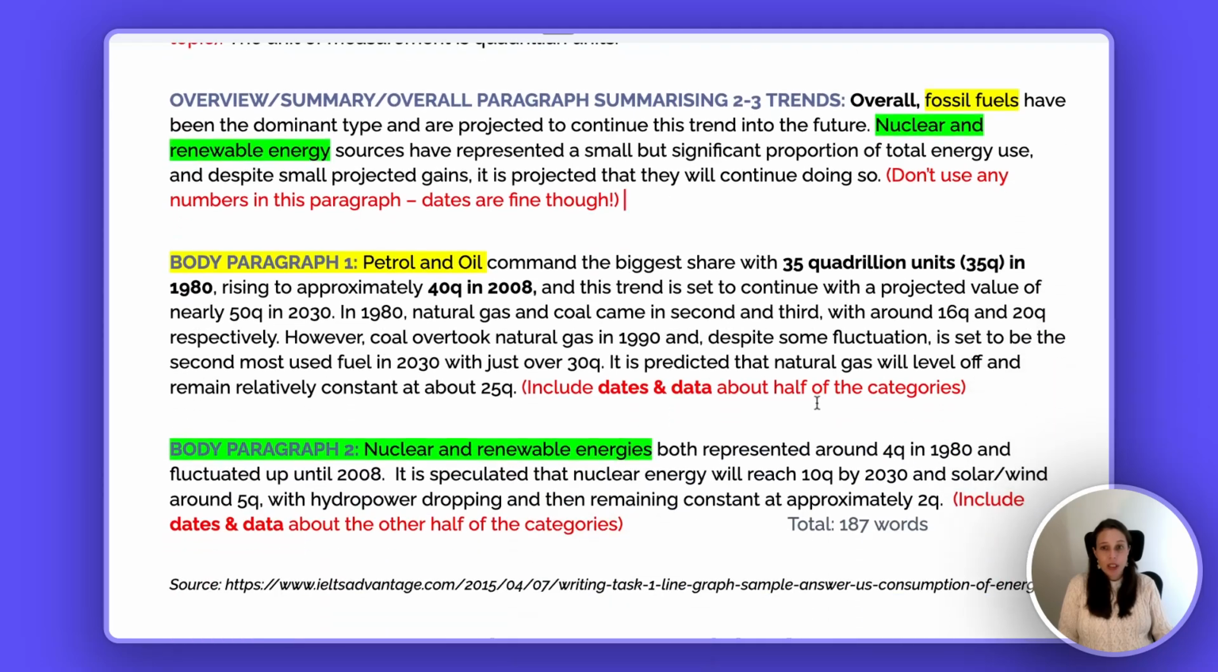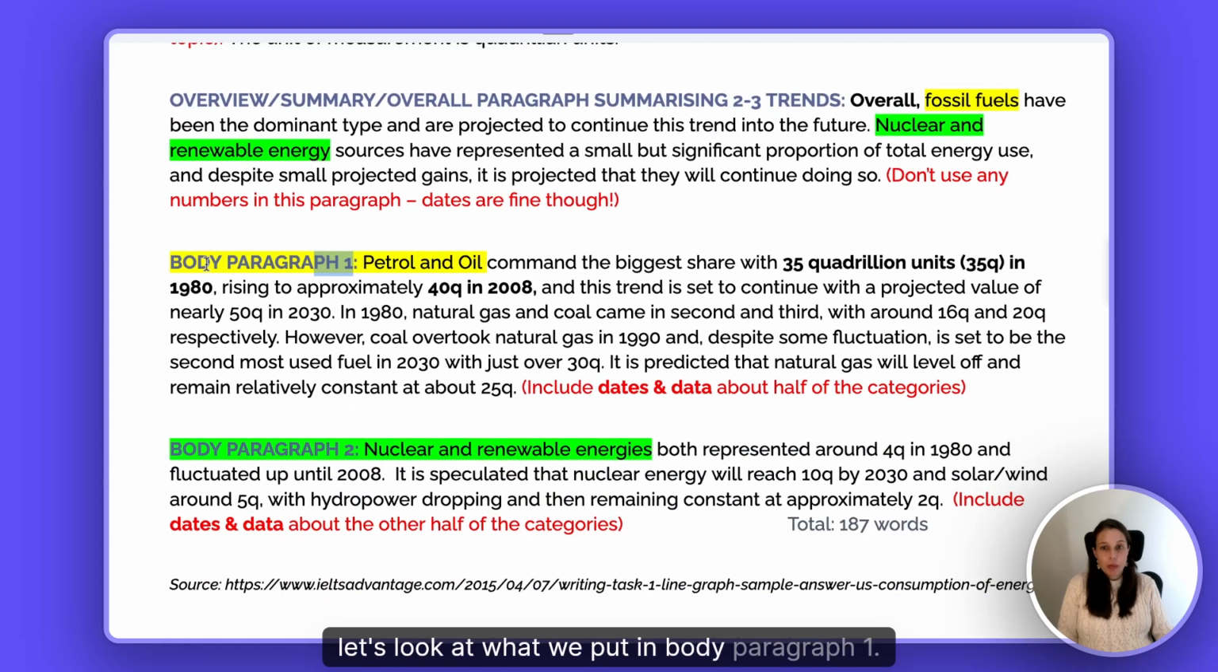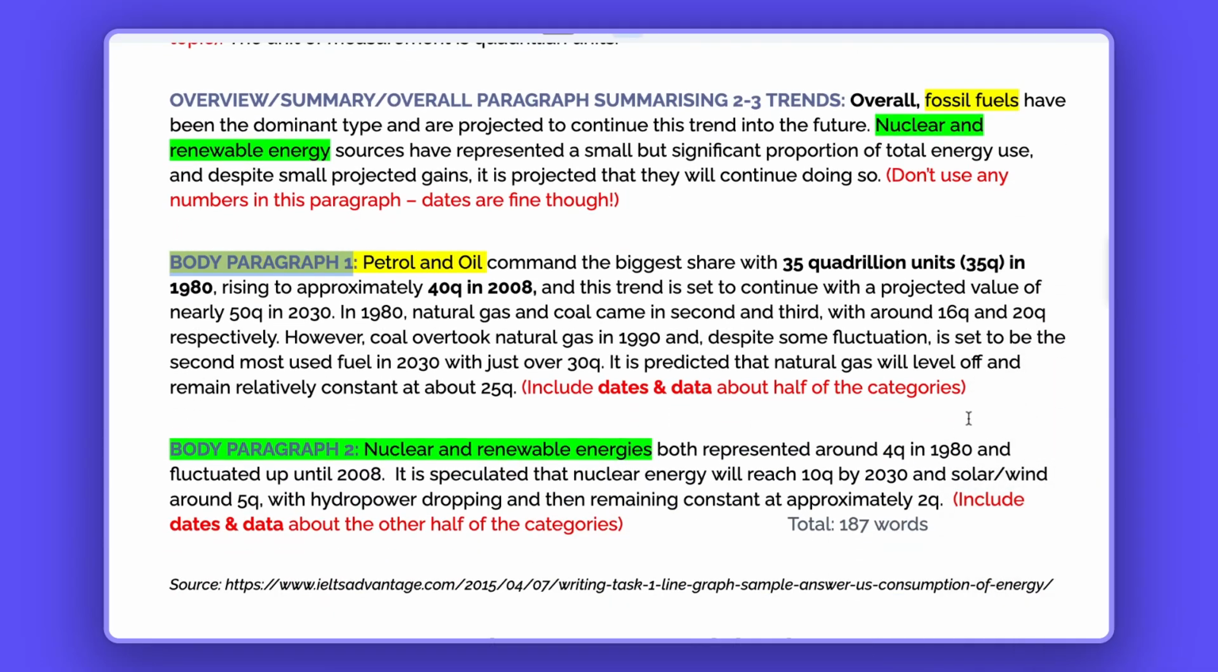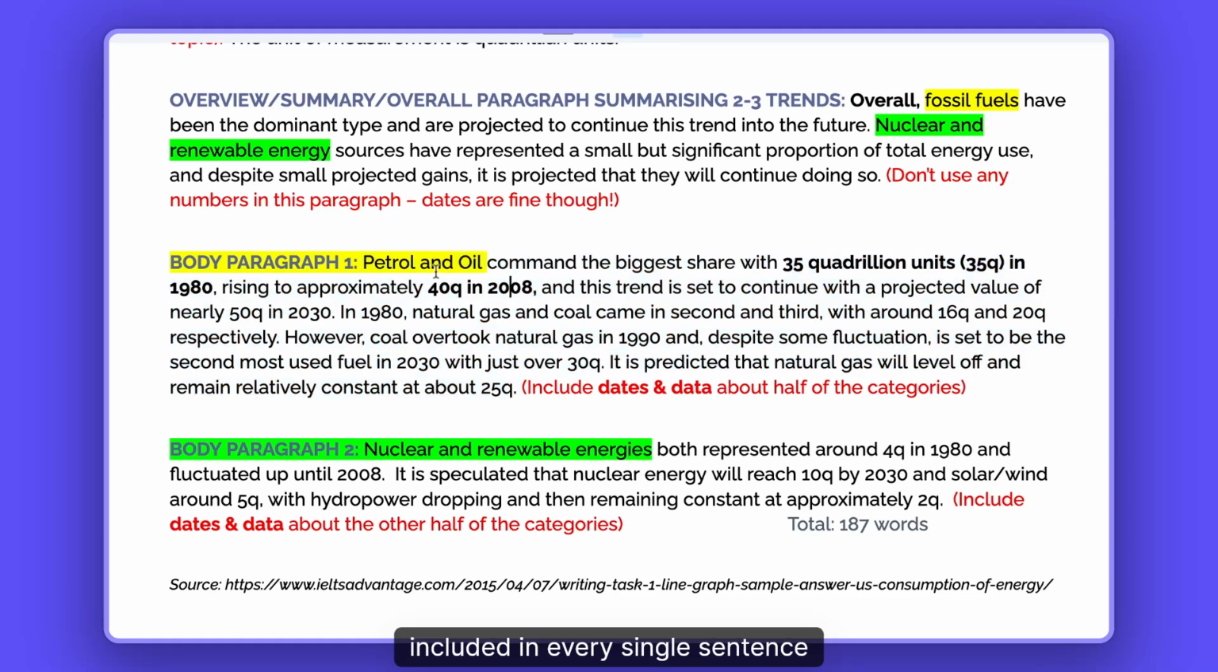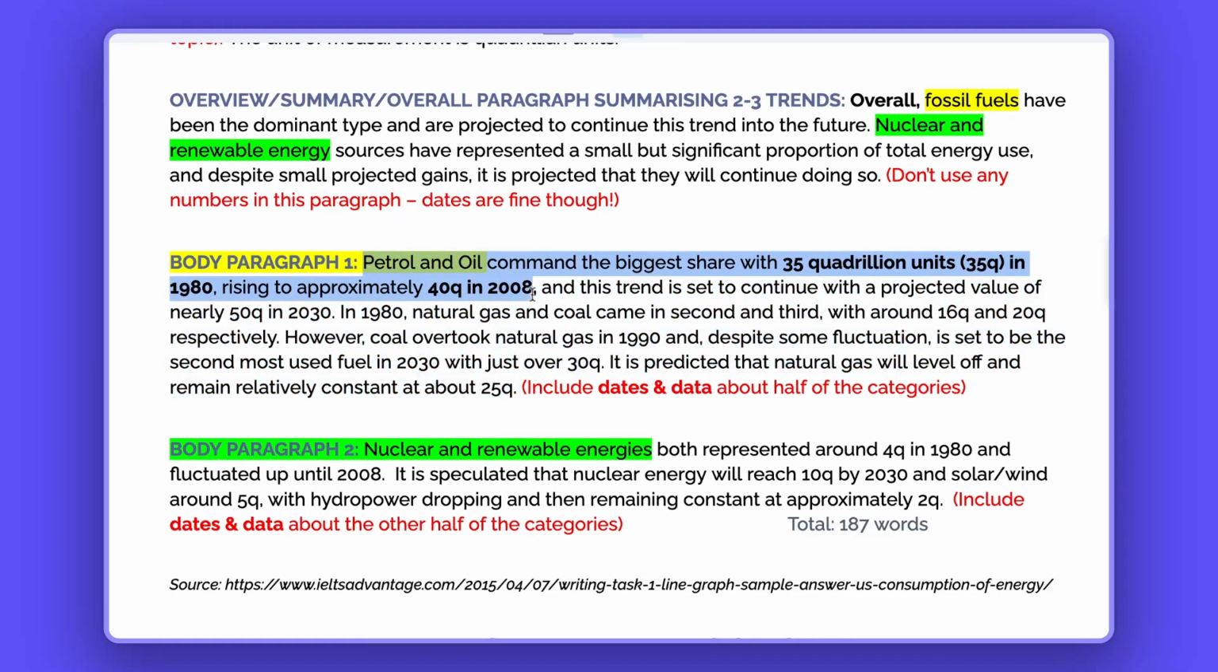But for now, let's look at what we put in body paragraph 1. As you can see, I've spoken about all the yellow categories, so all the fossil fuels. And I've included in every single sentence a combination of a date and data, date and data, date and data.